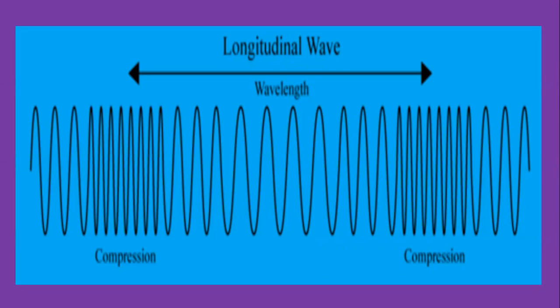In a longitudinal wave, particles of matter vibrate back and forth in the same direction as that of the wave. The wavelength of a longitudinal wave can be measured as the distance between two adjacent compressions. Remember, compressions are the places where particles of the medium crowd closely together as the energy of the wave passes through.